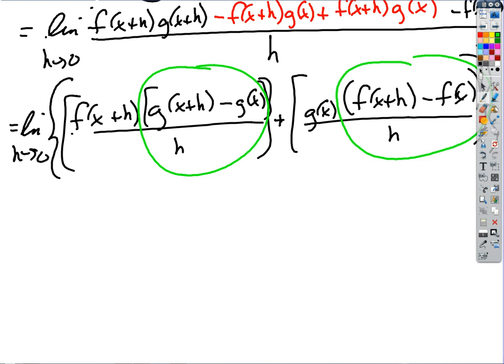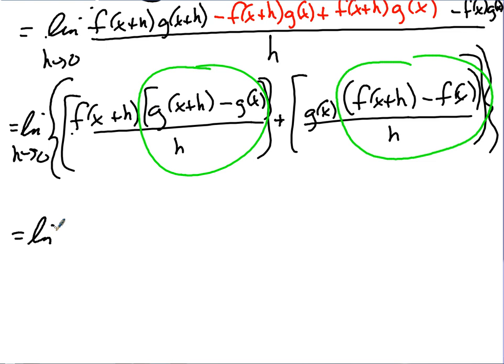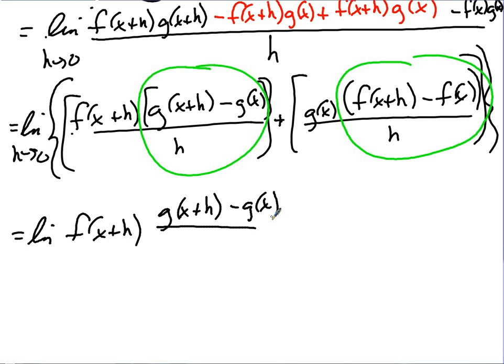Let's look at this thing just a little bit more. This is going to turn out to be a nice pattern. So I've got the limit of, now look at this first group here, this first term. I've got this factor times this factor divided by this factor. Let's group this thing. So we've got the f of x plus h out front, and then we've got the quotient of g of x plus h minus g of x over h kind of separated out. Okay, so there's one limit.